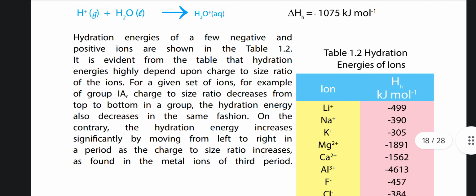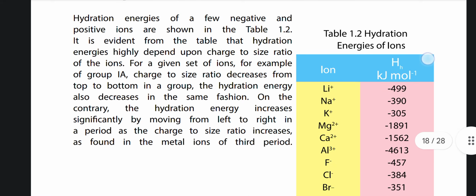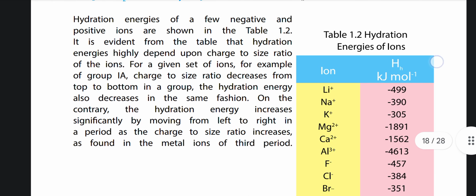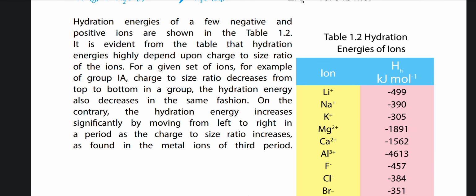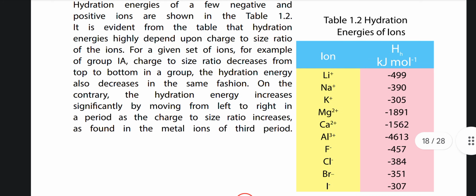Hydration energies of a few negative and positive ions are shown in table 1.2, as you can see here, and it is evident from the table that the hydration energies highly depend upon the charge to size ratio of ions. For a given set of ions, for example of group A, the charge to size ratio decreases from top to bottom in a group. The hydration energy also decreases in the same fashion. On the contrary, the hydration energy increases significantly by moving from left to right in a period as the charge to size ratio increases, as found in the metal ions of the third period.